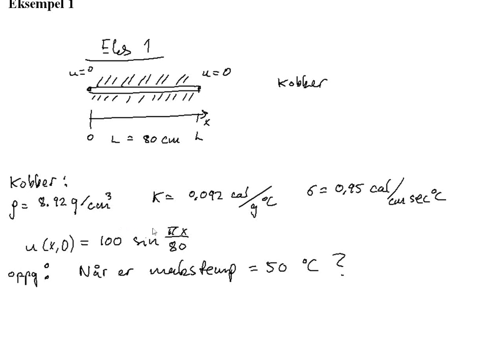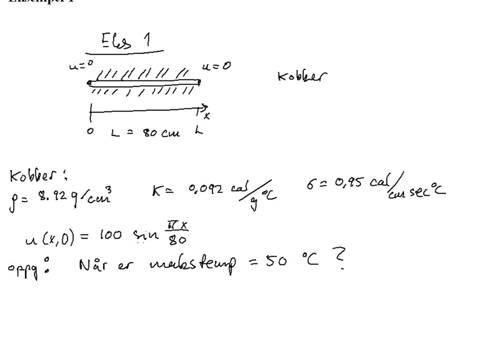We also have in this example given the initial temperature, which is given by this function. So it starts at 0, grows in the middle of the rod, it reaches its maximum, and then it decreases to 0 again. So the initial temperature is given by 100 sine pi x over 80. We are going to find how long time it's going to take until the maximum temperature at this point is equal to 50 degrees. You see that the temperature starts at 100 degrees, the maximum temperature, and it decreases to 50 degrees after some time, and we are going to find this time.